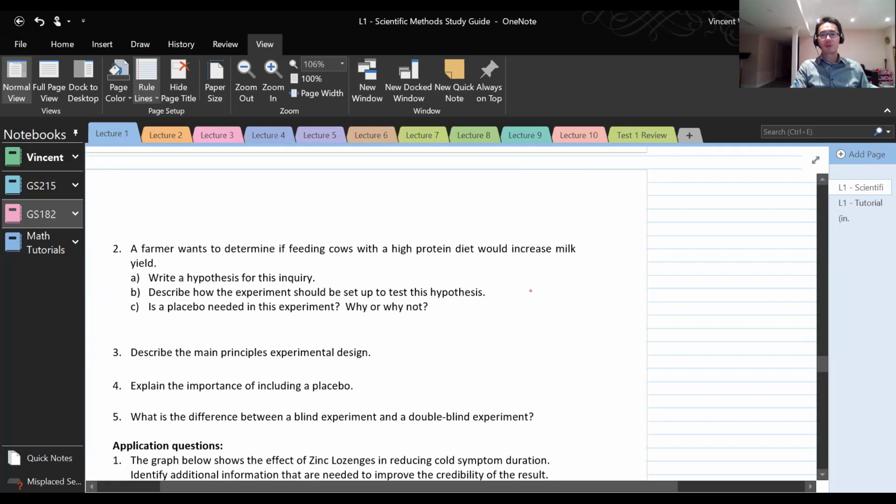Describe how the experiment should be set up to test this hypothesis. Okay, so again, I will have two groups. Okay, group one, let's say we're going to call them the control group. Okay, control group. So what are we gonna give these cows in the control group? Someone please tell me. And then we have the treated group.